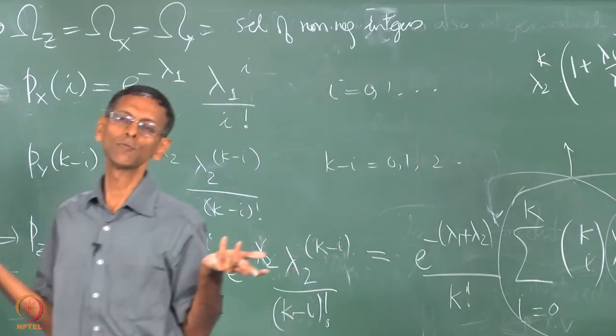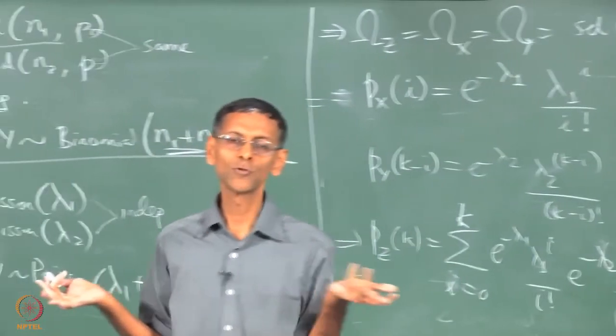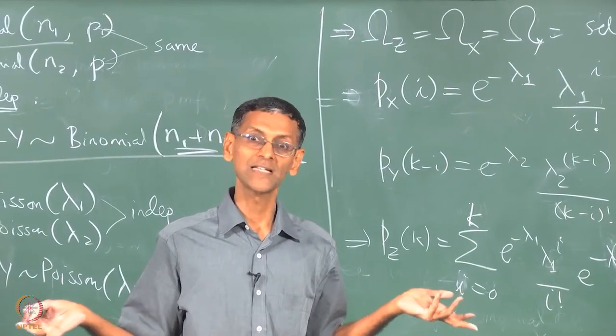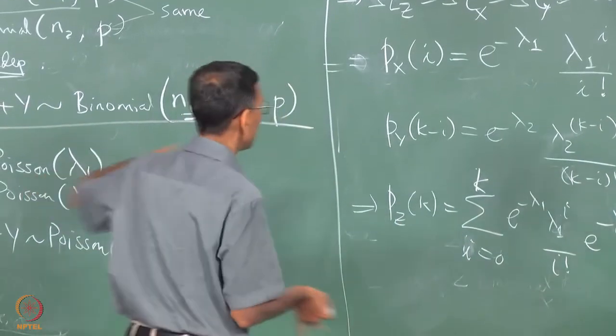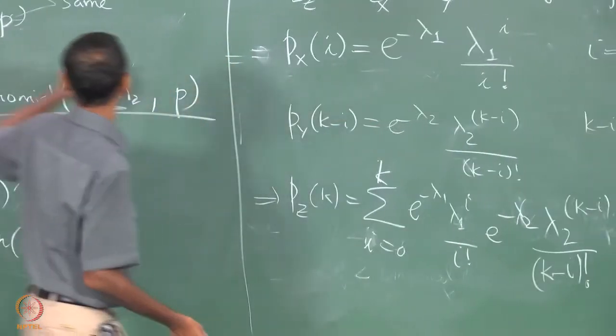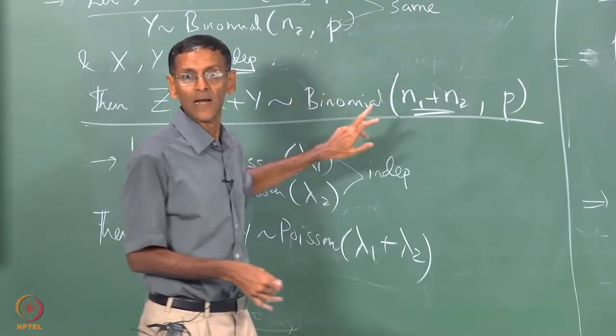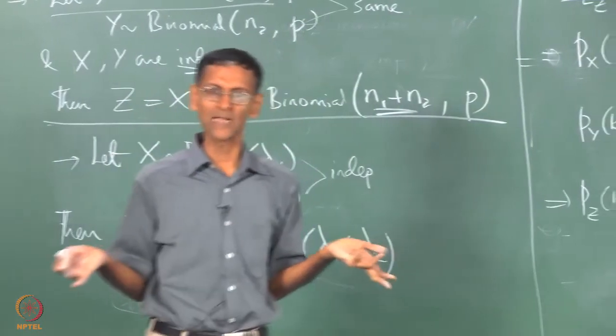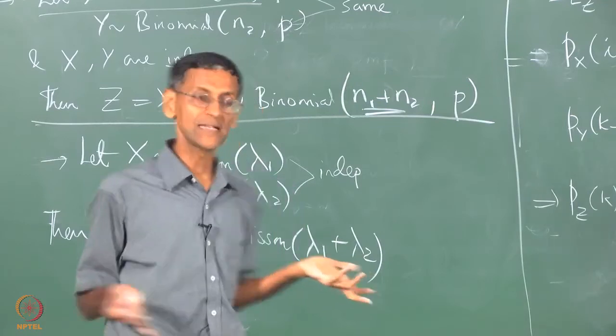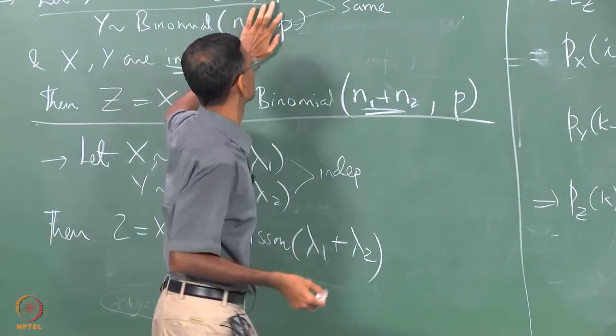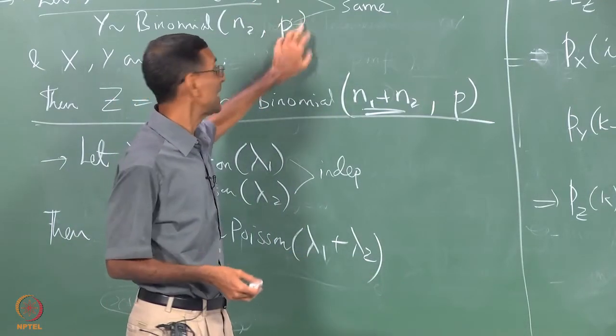So convolution works. The convolution of two Poissons is another Poisson, and the advantage of showing it for the Poisson is that I do not have to worry about an extra p. I have only one parameter, which is lambda, or lambda 1, lambda 2. Whereas here this critically depends on writing the same p in both places.